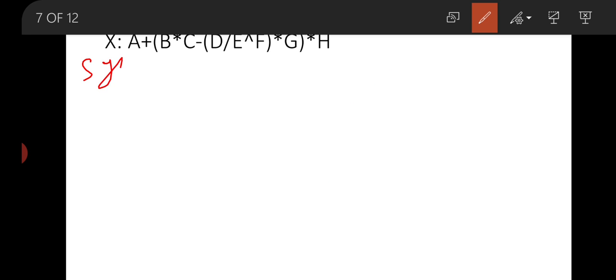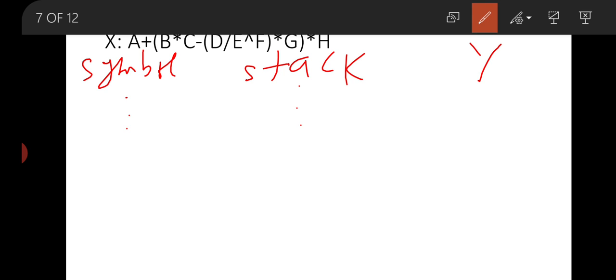We get the symbol, and we have to keep this stack, and we have to put all of the previous symbols into Y. We have put all the previous symbols of the page; the earlier one we will write here. Due to the lack of space, we are going to continue with B.